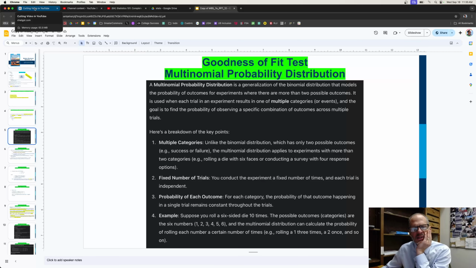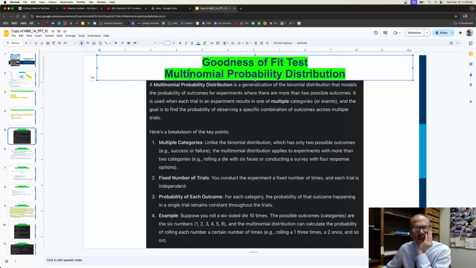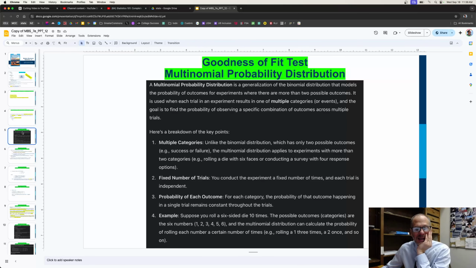So this is when I asked ChatGPT, what is a multinomial probability distribution? Even if you just look at this word here, you have multi, which is many, and you have nomial, which makes me think of name, many names. And we already learned that this is gonna be categorical, right? And so maybe this is many categories. And indeed, that's what it tells us right here, multiple categories.